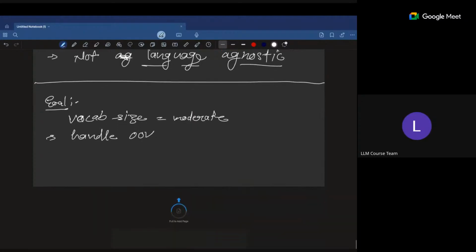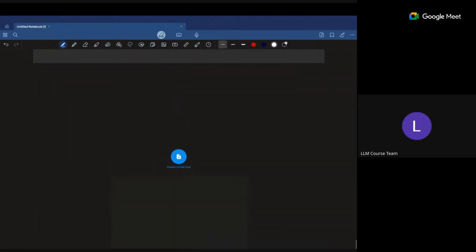So keeping these things in mind, we have subword-level tokenizers that are generally used in language models. The name suggests the tokens are subwords. They can be whole words, they can be characters, and they could be subwords as well. So let's say you have player.